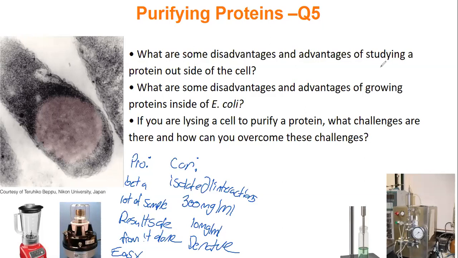So that's outside the cell. So let's do E. coli now, and I'll just rattle these off. E. coli, pros and cons. So E. coli: cheap, well studied, relatively fast.